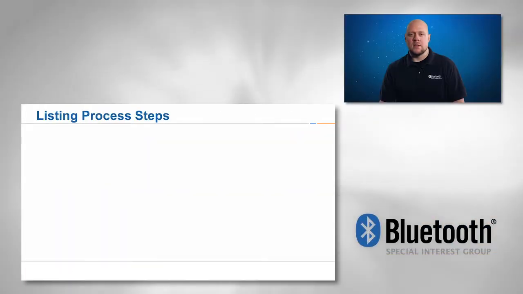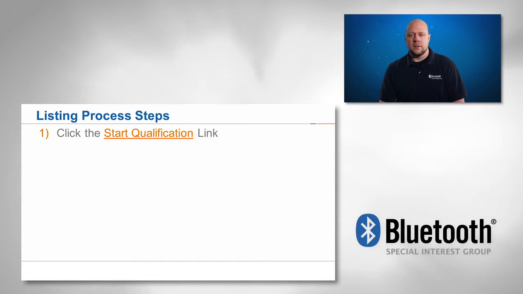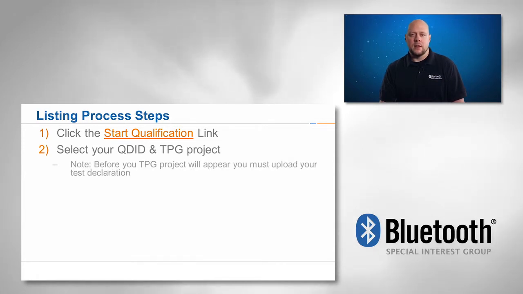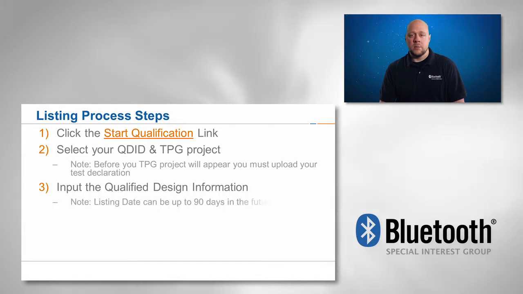The listing process is the final step to get your QDL approved and listed on the Bluetooth SIG public website. First, you will navigate to the Start Qualification page where you will choose an available QDID and match that with a TPG project. Next, you input the design name, model, and description. Keep in mind that you may change the listing date up to 90 days in the future if you want to keep the QDL hidden until a product release.